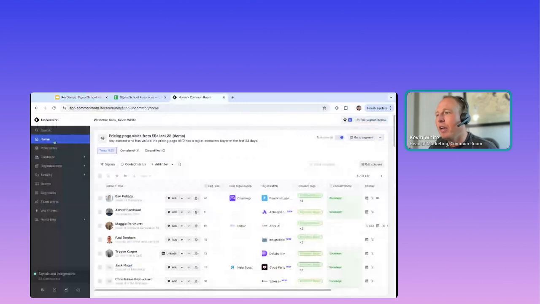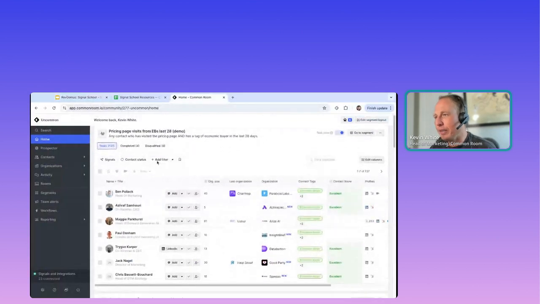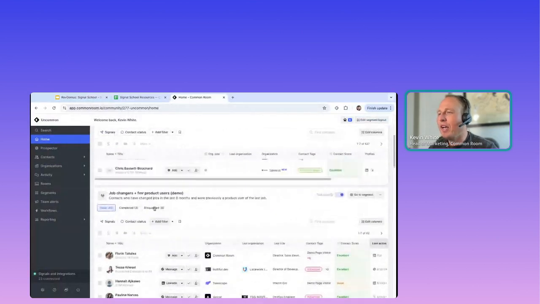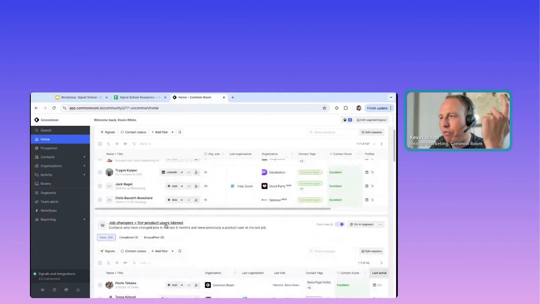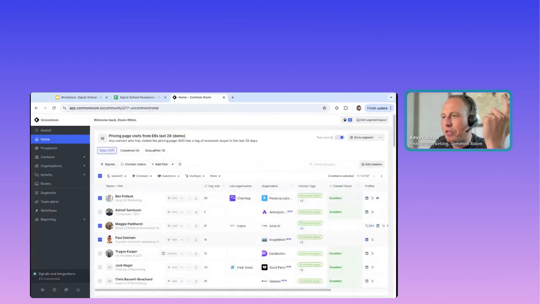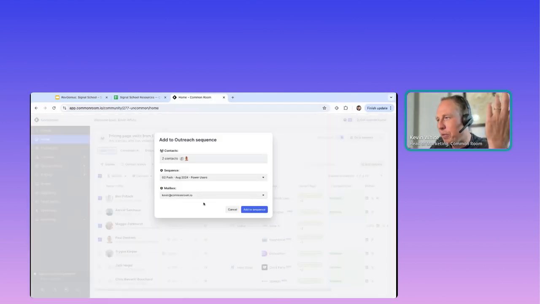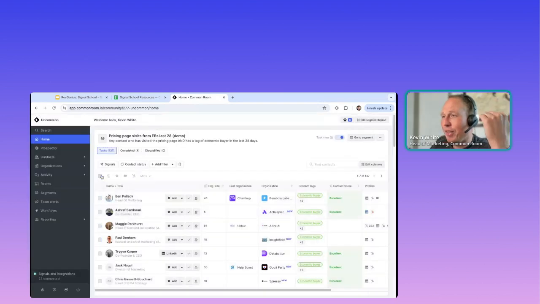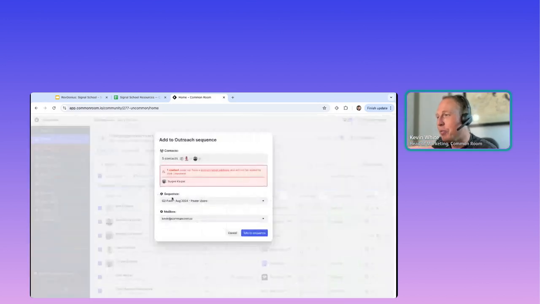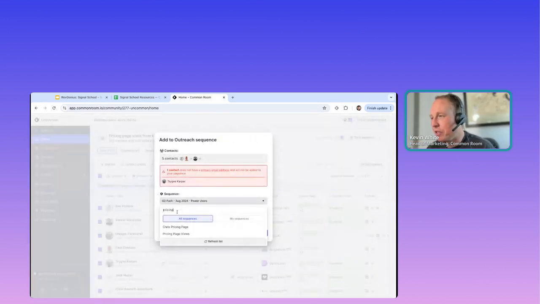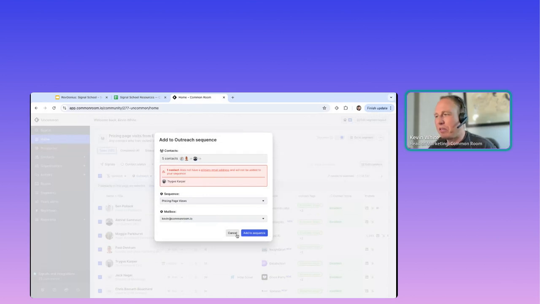It's actually easier. You can see here we have these different segments of people. This is a play of pricing page visits from economic buyers in the last 28 days. Here's one of job changers from former product users. And what you can do here is just click through and add people to a sequence. If I'm a rep and this is my replenish view burn down list, and I'm just blindly clicking on all these people, adding them to a pricing page sequence, and clicking send, I'm not going to do that because I don't want to actually spam these people.